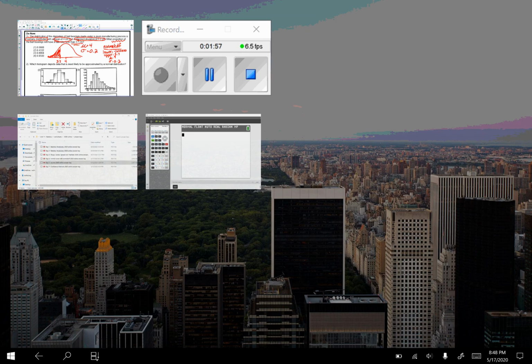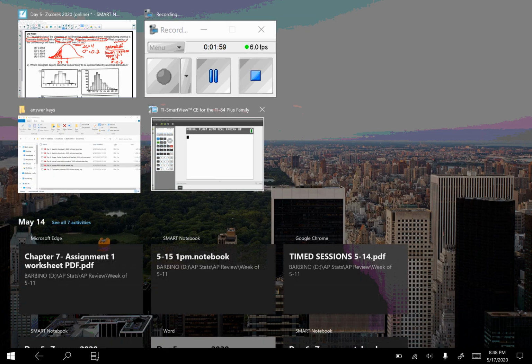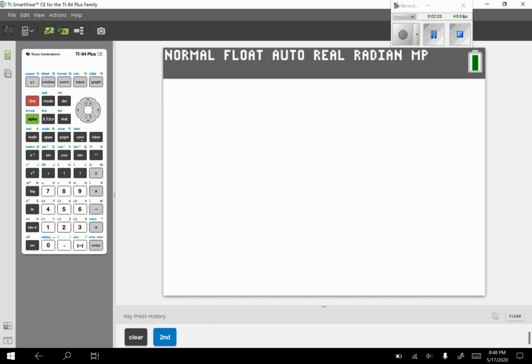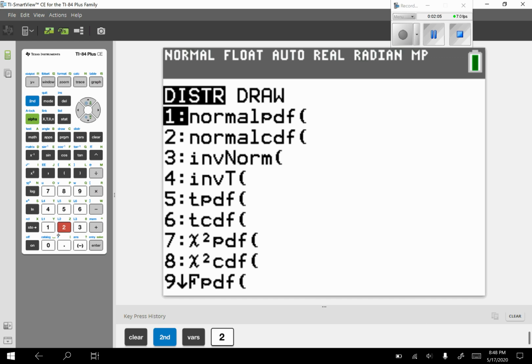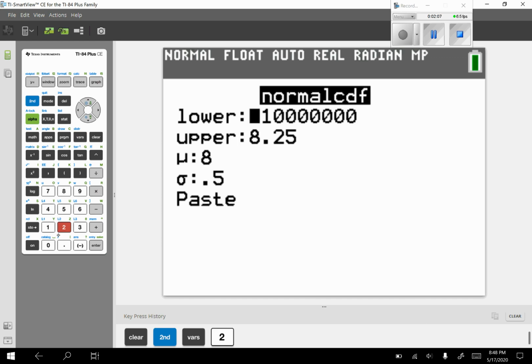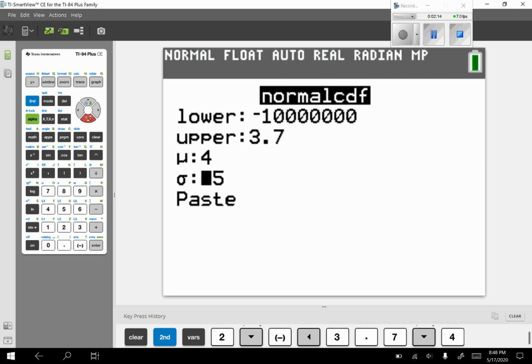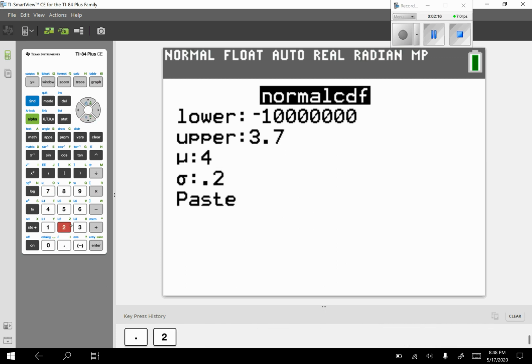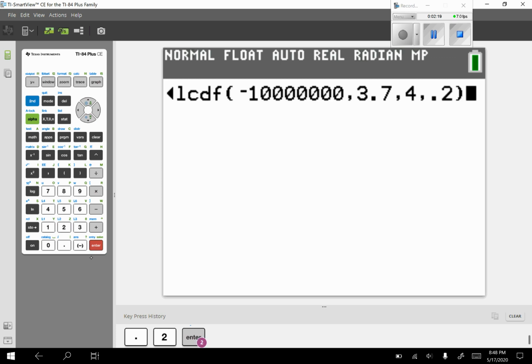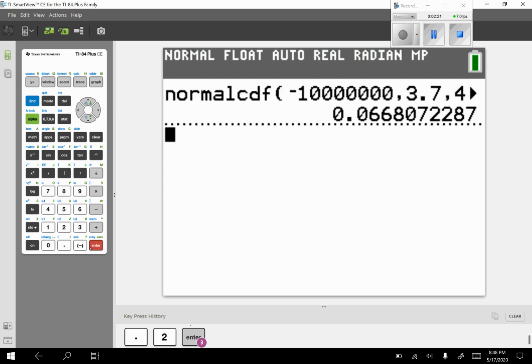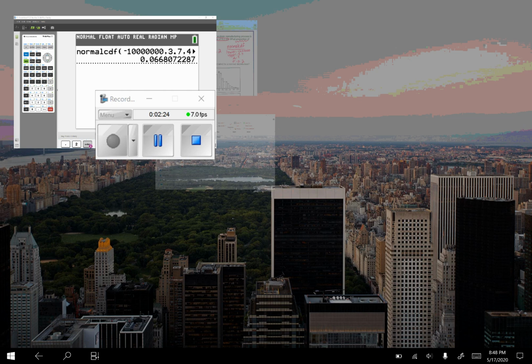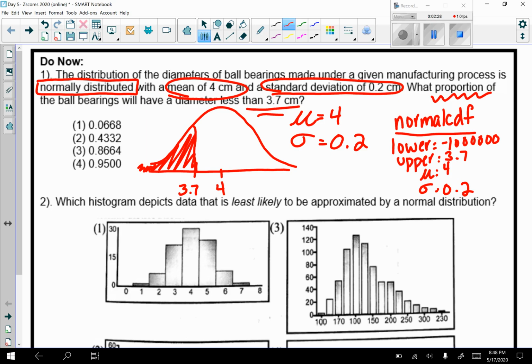So remember, on your calculator, you're going to hit second vars, which is next to the clear, choice 2. Negative, a really big number, 3.7, 4, and 0.2. Paste. Here's my value. If I go back to my worksheet, I'm looking for the rounded value of that, which is choice 1.